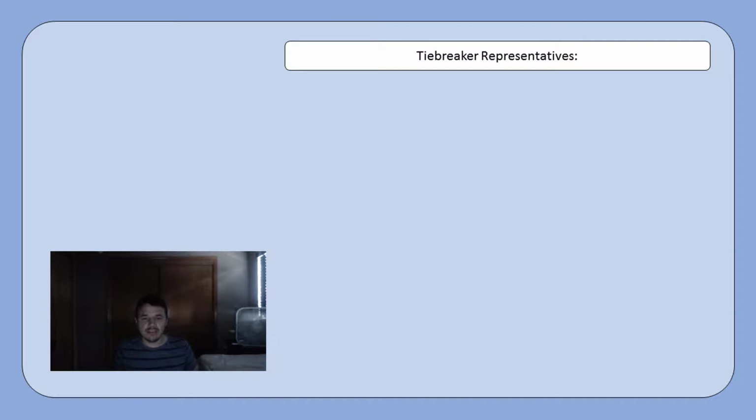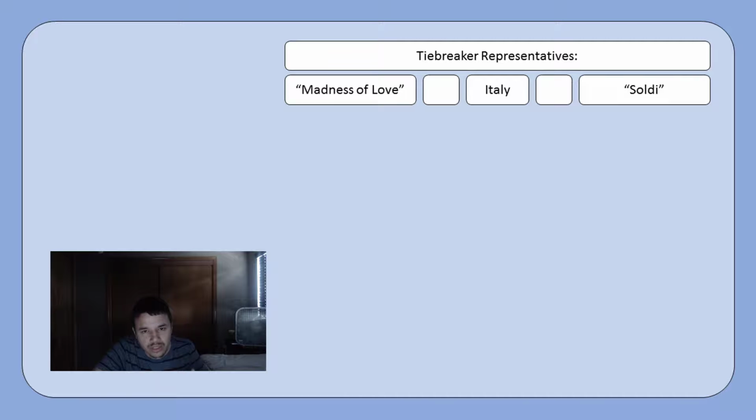Now to announce the tiebreaker representatives, starting with the country that had the widest voting margin, and ending with the country that had the narrowest voting margin. First off is Italy. The 2 selections were Madness of Love from 2011 and Soldi from this year. In a result of 113 to 23, Italy's representative in the Decennial contest is Soldi.